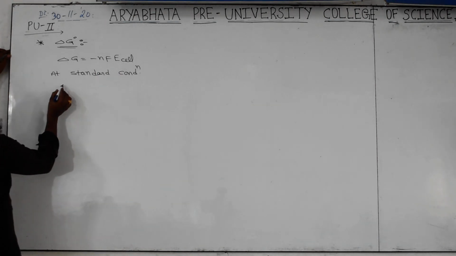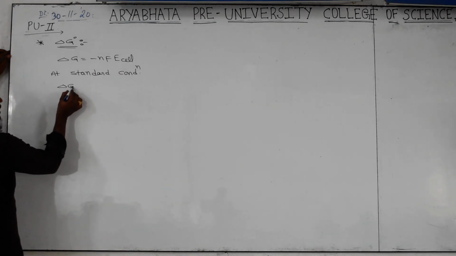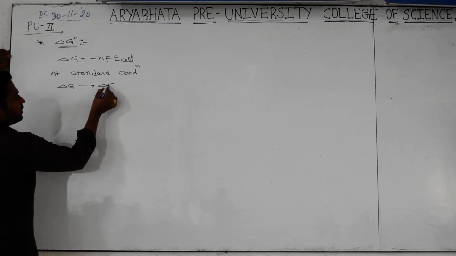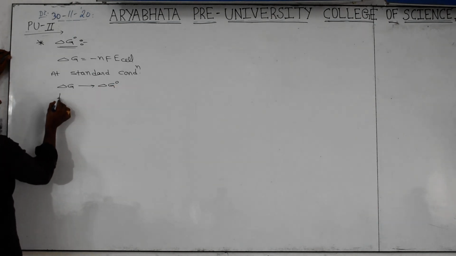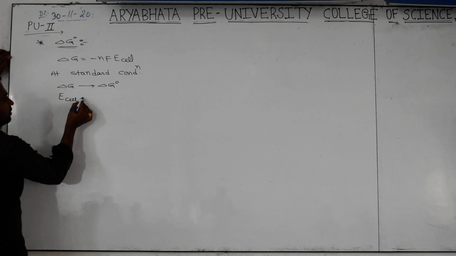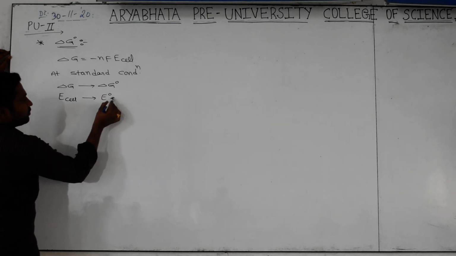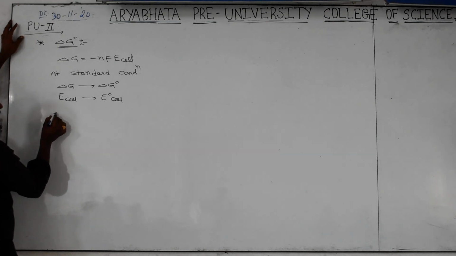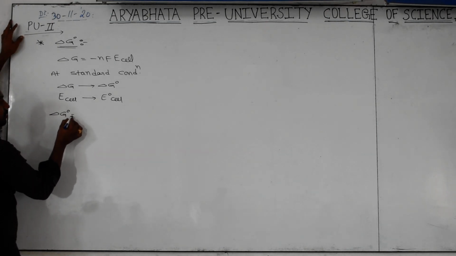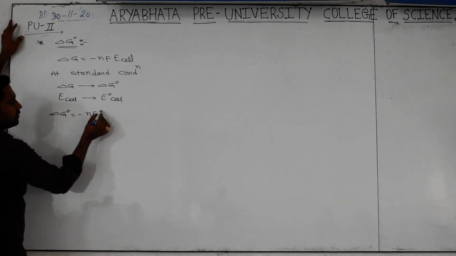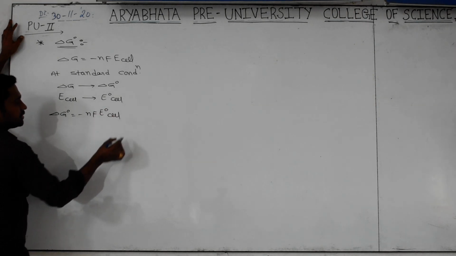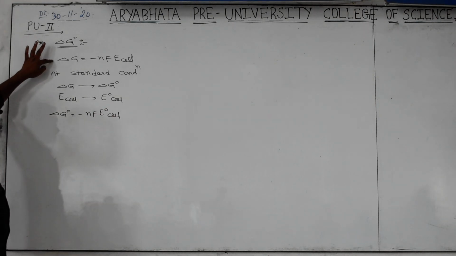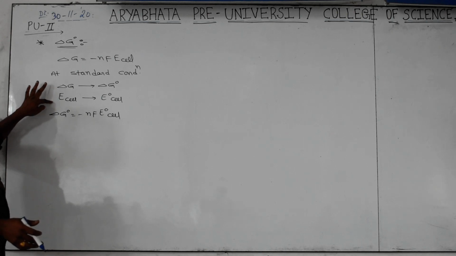So automatically, standard condition means what is happening? Delta G is becoming delta G naught and EMF of the cell is becoming standard EMF of the cell. Can we substitute this in this formula? Yes. Delta G naught is equal to minus nFE naught cell. Is there any problem? No, this is normal in any case, but this is at standard.